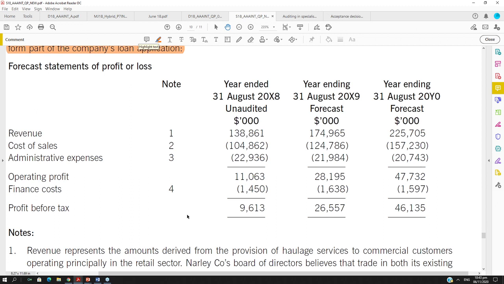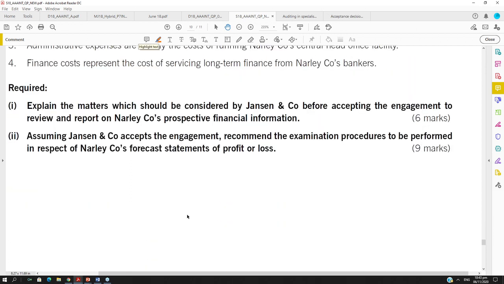Aisha Sheikh, this is a very typical question on PFI. I hope you have attempted questions for December exams. I've covered these questions in my previous webinars multiple times, and every student of AAA knows that in a PFI question, in the first part, the examiner asks for matters, and in the second part, the examiner asks for procedures. And the procedures have to be performed on the prospective financial information.